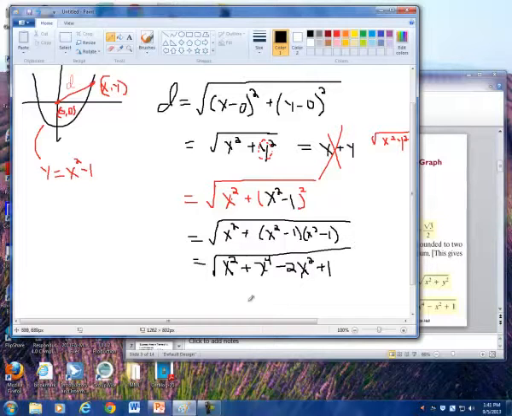So from there, we can simplify x squared and minus 2x squared. That's going to simplify out to x to the fourth minus 1x squared plus 1. And that's our distance function. And so that'll be known as d of x.